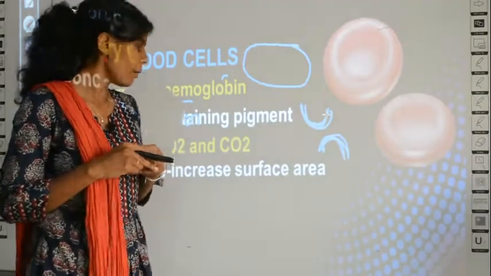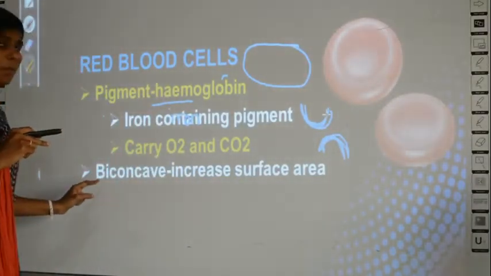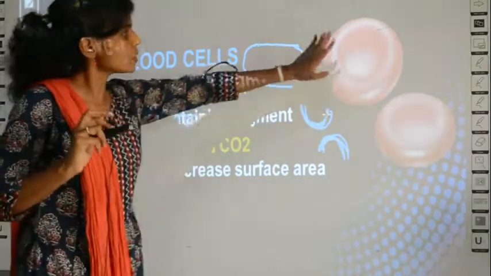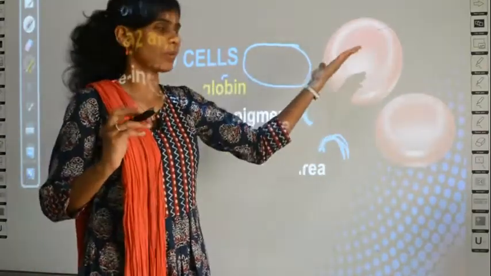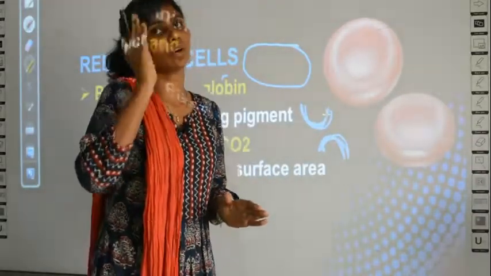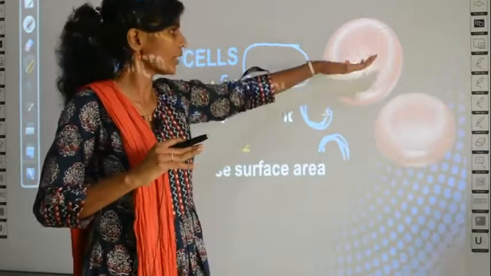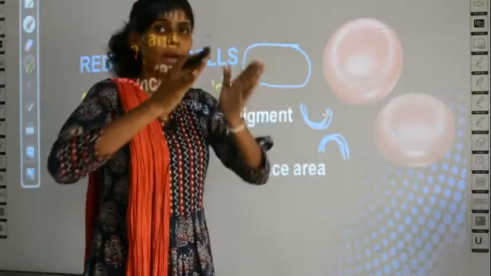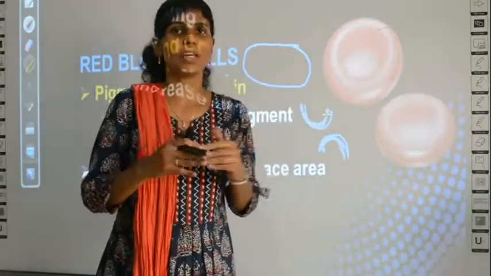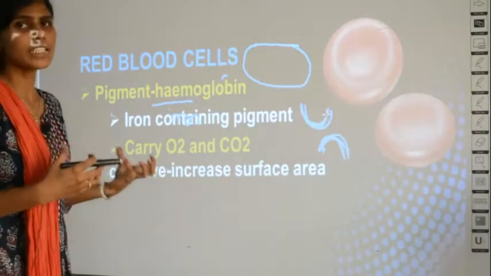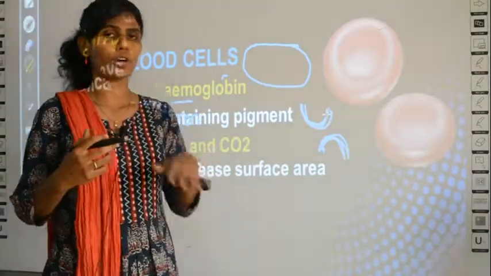And why is it called biconcave? Bi means two, right? Suppose I flip the cell this way, the back side is also going to have another concave structure. So there is one hollow structure on this side, and at the back also one more hollow structure. That's why it is called biconcave shape. And what is the advantage of having a biconcave shape?